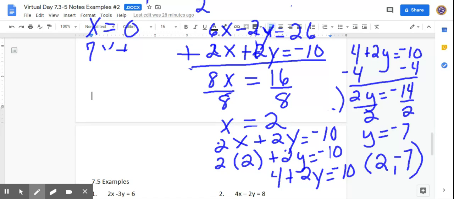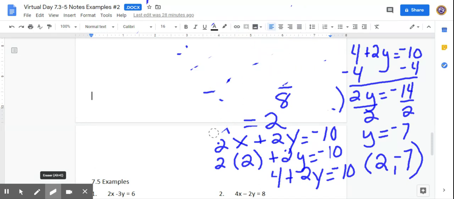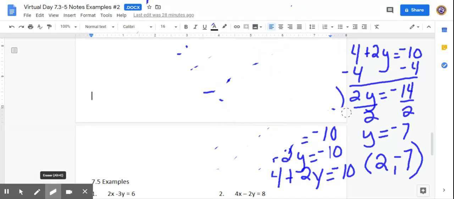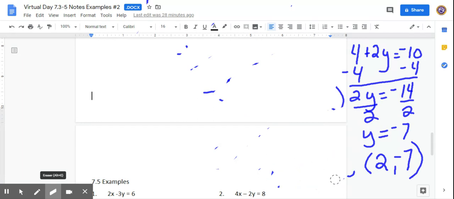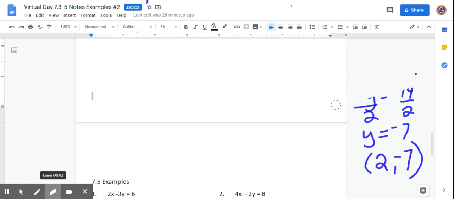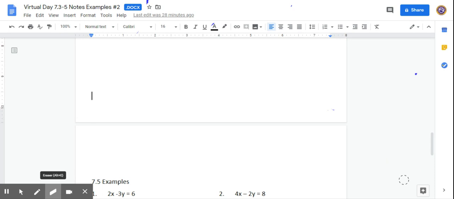So what are we doing? We're eliminating a variable. So you have to choose a variable to eliminate and then solve for that other variable and then substitute and find the value of the other variable. We're just solving equations, something we've done since chapter 3. This is new only in the sense that we have to figure out what variable to eliminate, but then we're solving, which is not new. So our answer was 2, negative 7 there.